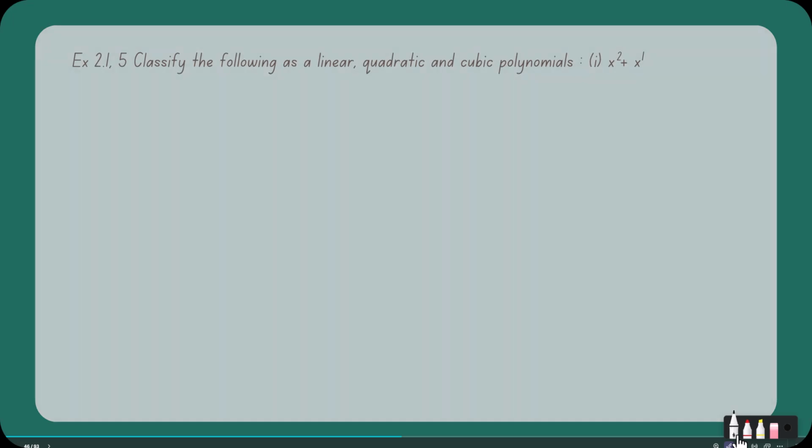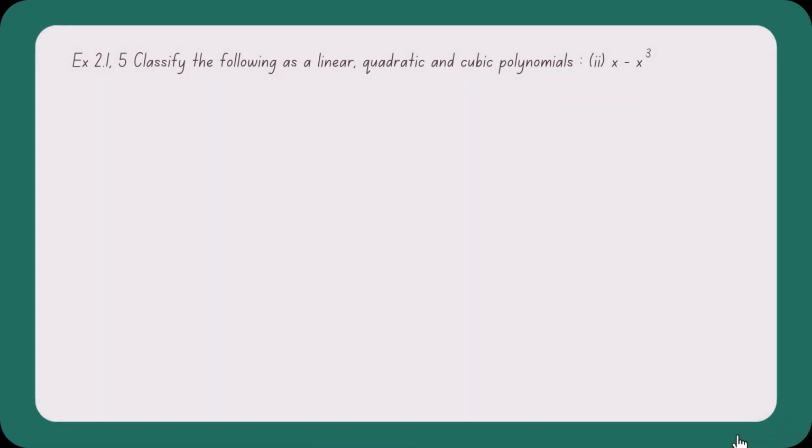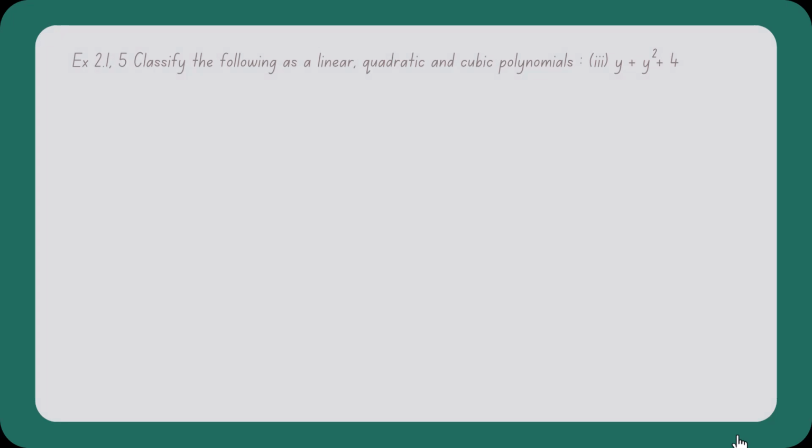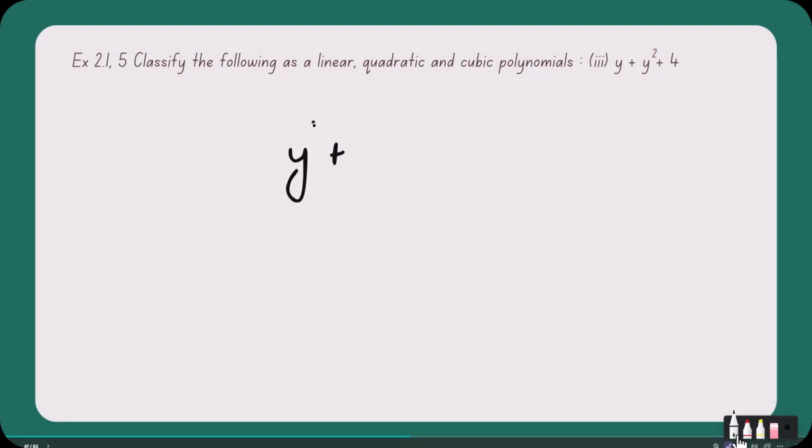Now what about the next one? We have x minus x cube. What is x cube? X cube is there. So x raised to 1 minus x raised to 3. So the degree is 3. So it's a cubic polynomial. So degree is 3, cubic polynomial. Next one, we have linear, quadratic and cubic, right? We have y raised to 1, y raised to 2, 4y raised to 0, right? So it's a quadratic polynomial because the degree is 2.